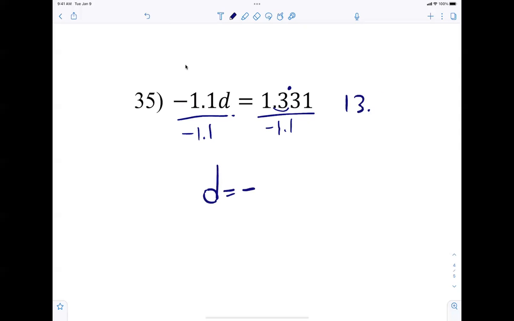It's really 13.31 divided by 11. So how many times does 11 go into 13? 1. How many left over? 2. So we're putting the 2 up here. Put down the decimal. 11 goes into 23. How many times? Twice. How many left over? 1. 11 goes into 11. 1. What did you say? 11. Oh no. 1.2. Positive or negative?